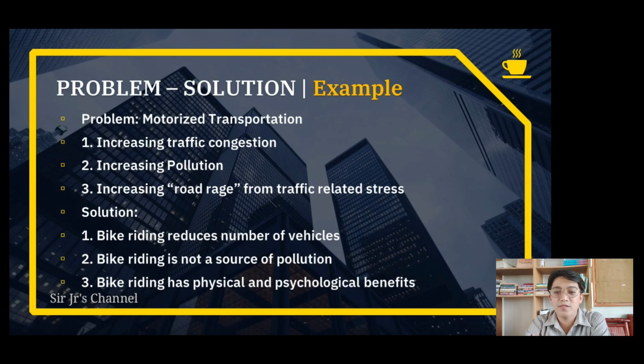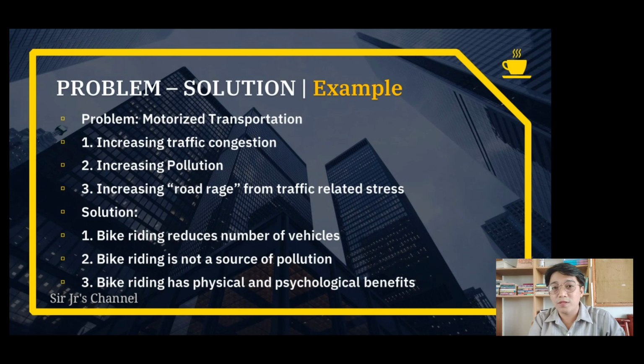Increasing traffic congestion is a problem. The solution, you have to ride a bike because it reduces the number of vehicles. On the second problem, it increases pollution. Now, you have to ride a bike also because that is not a source of pollution. It does not emit any form of gas. The third problem is increasing road rage from traffic-related stress. Number 3, bike riding has physical and psychological benefits. So you have a better mental state when you are riding a bicycle on a regular basis, of course.